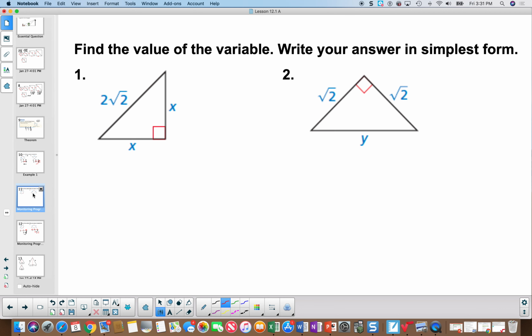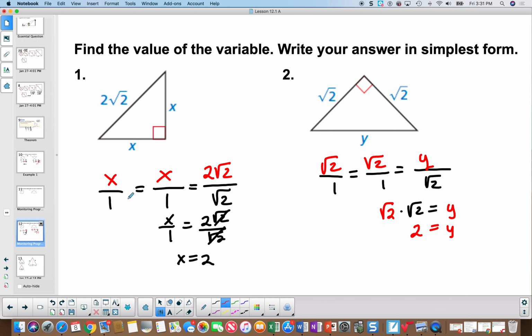Okay, your turn. Stop the screencast and see what you can do. And here's the answer. Notice that I went ahead and wrote out the proportion. I put the right number in there and I found x. Here I wrote out the proportion, put the numbers I knew, and then I cross multiplied to get y.